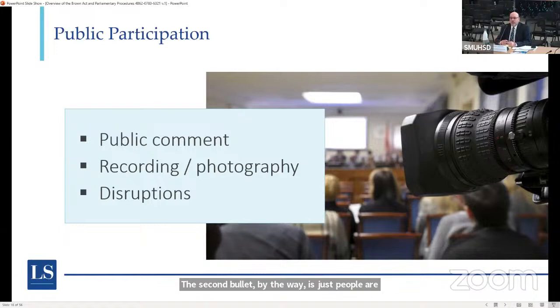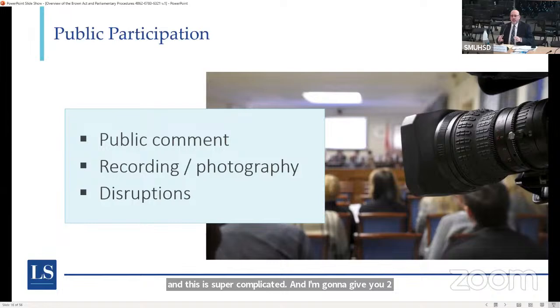But with disruptions, there's very specific rules. So if somebody comes up to the microphone or they're doing it online and they start saying something that is wildly offensive, does that give you a basis to cut them off? And the law on this is super complicated. And I'm going to give you two specific illustrations.